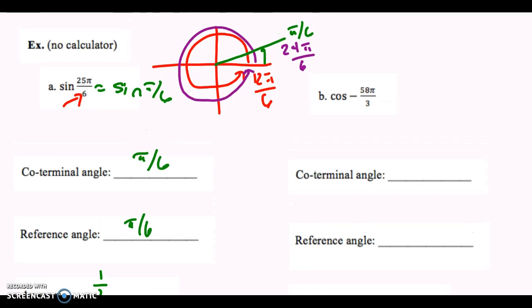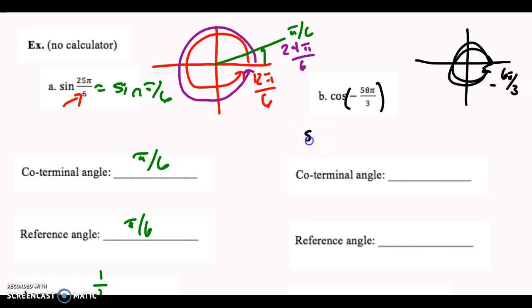Negative 58 pi over 3. Well, same thing. Let's take a look at how many pi over 3s there are in a full revolution. That looks like it's going to be 6 pi over 3 to get the 2 pi. Now, I'm going to be doing this a long time to get to 58 pi over 3. And let's also notice that we do have a negative value, so we are looking at negative 6 pi over 3.